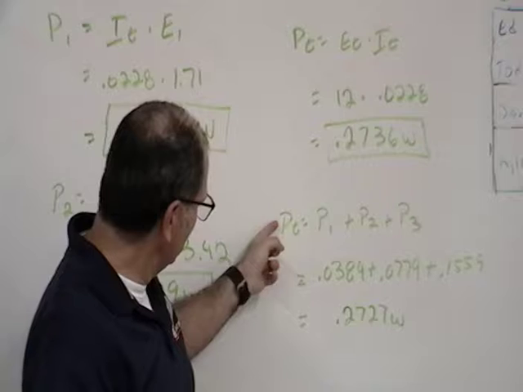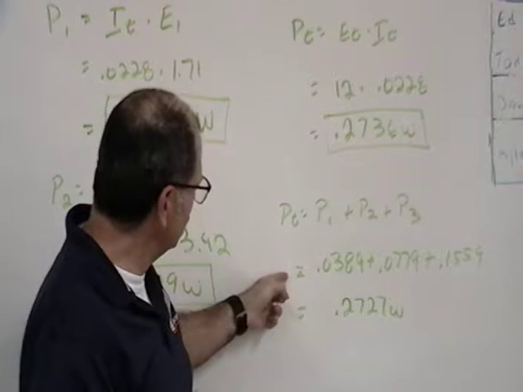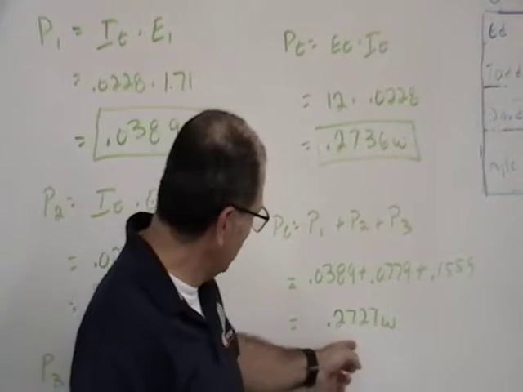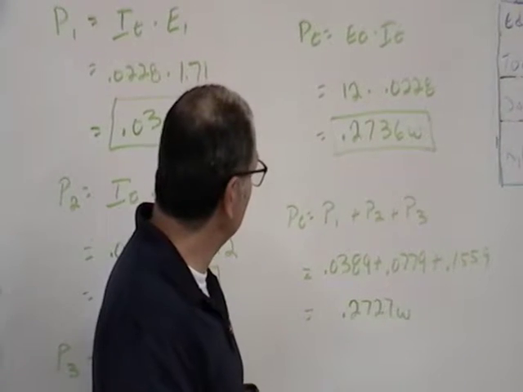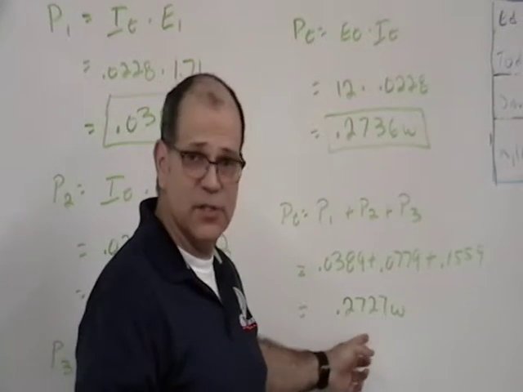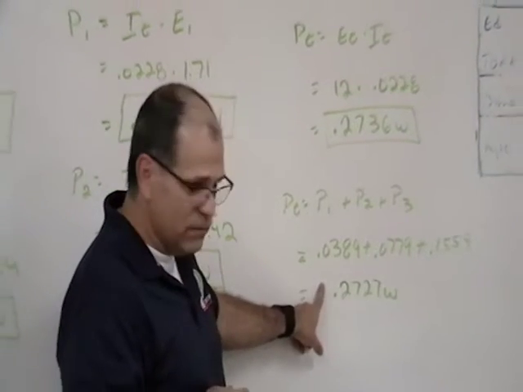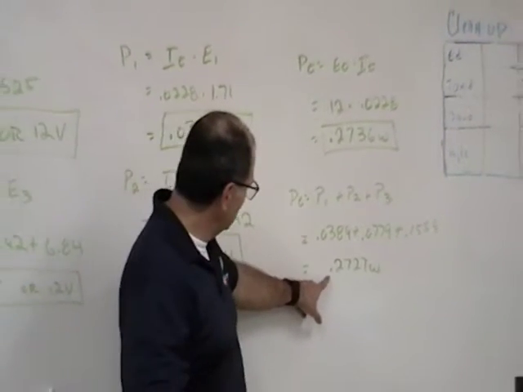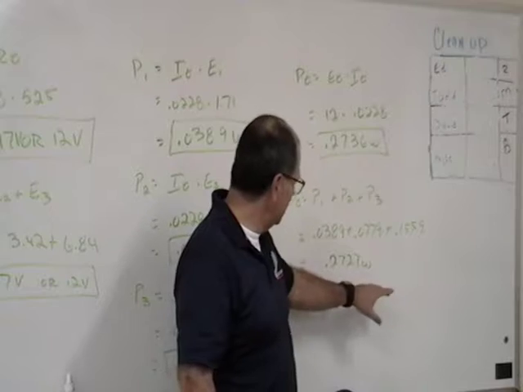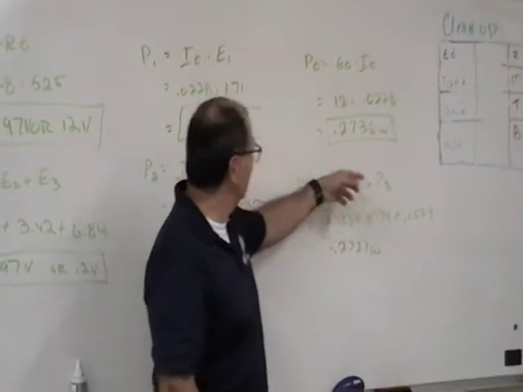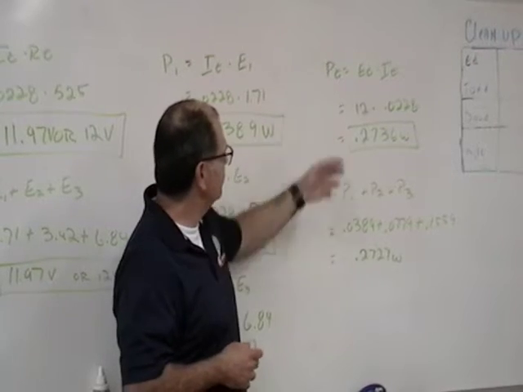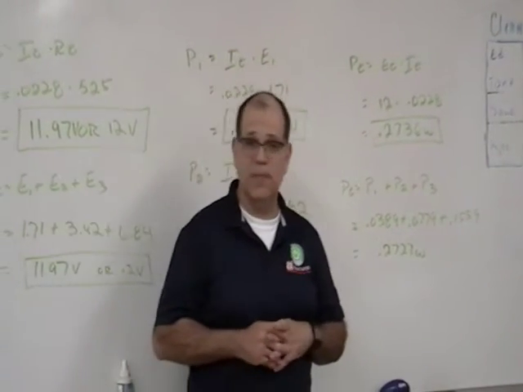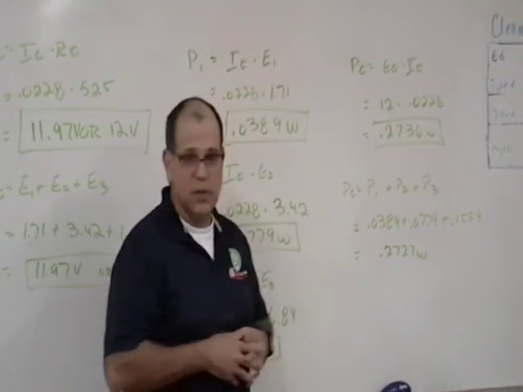And if we solve for total power using the individual powers, we can see that we're off by roughly, I don't know, 9 milliwatts. Okay, but it's still very close, still very comparable, 0.2727 watts using this method to solve for our total power compared to using the Watt's law formula. Okay, and this is how you solve for total power.